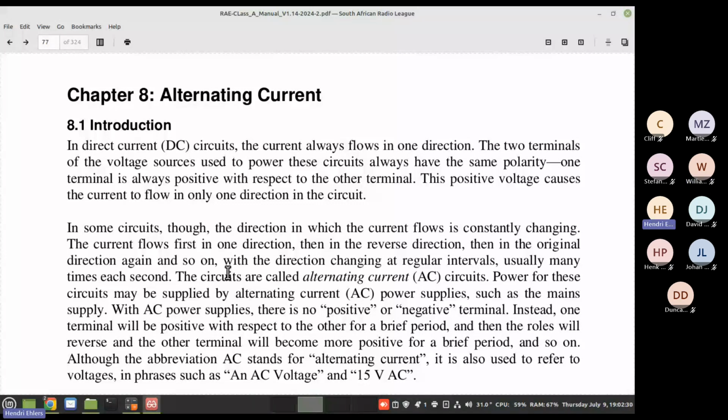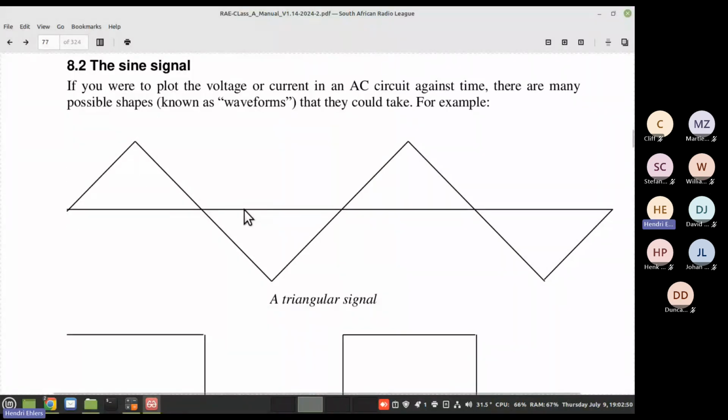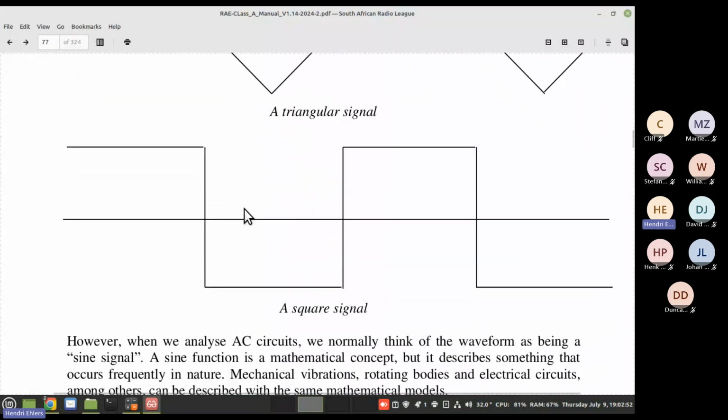If we plot the voltages or current in an AC circuit against time, there are many possible shapes, known as waveforms, that they could take. For example, the first one there is a triangular wave. Let me just scroll down so you can see as well. And then below that is a square wave.